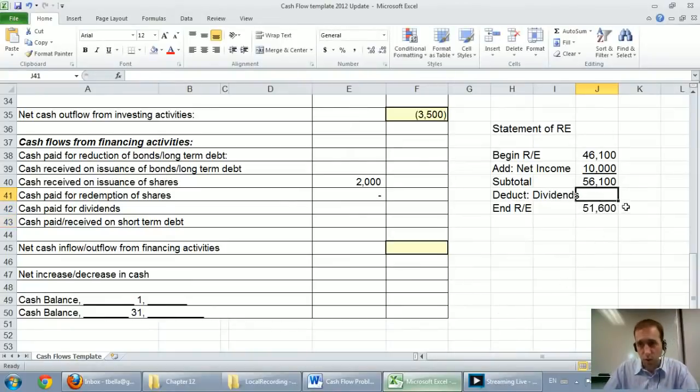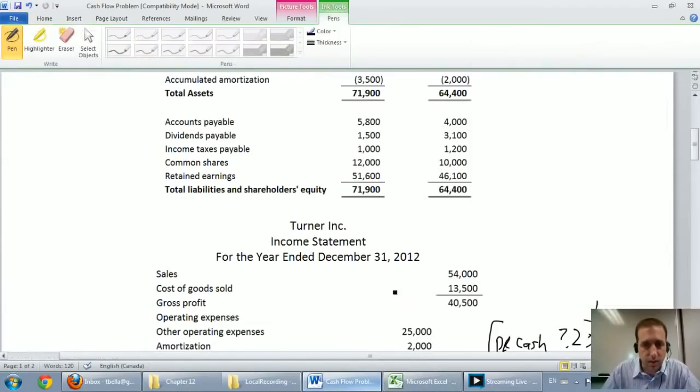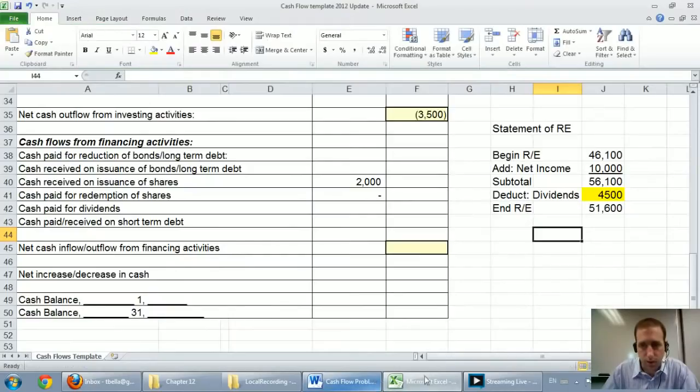So we can infer our dividends. We can figure out our dividends. Our dividends is just the difference between 56.1 and 51.6. The difference is 4,500. So that is the amount of our dividends. But we're not done. Cash paid for dividends, that's not the amount of the dividends we declared. The fact that we have some dividends payable tells me that I might have paid more or less than what I declared. So we declared $4,500 in dividends in the year, and we promised to pay.